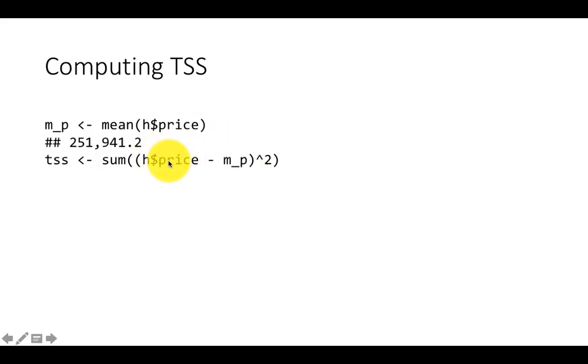Now notice that h$price is a vector, m_p is just a single number, but R is going to do vectorization and treat it as if it's a vector of the same size. It's going to calculate the deviation from the mean for each of the price values, square the deviation, and add up all of those squares. This is your sigma that you see in the formulas, and that gives us the total sum of squares, which happens to be this. Incidentally, in the first linear regression exercise assignment, I had asked you to compute all of these things.